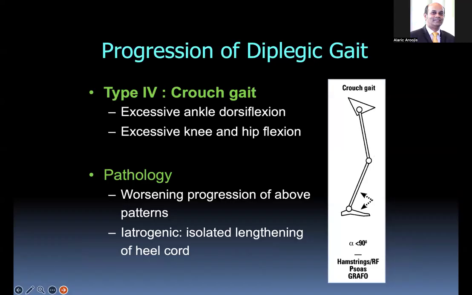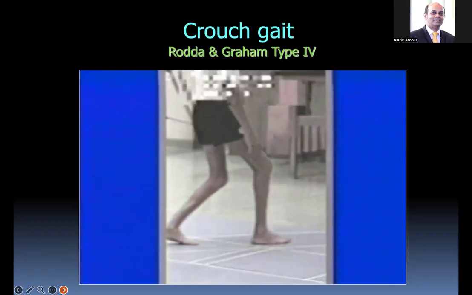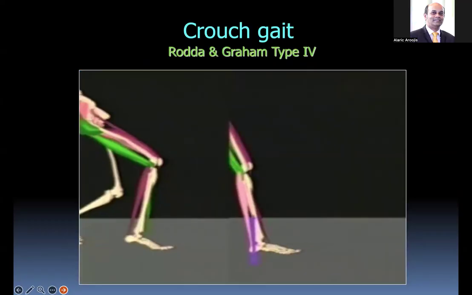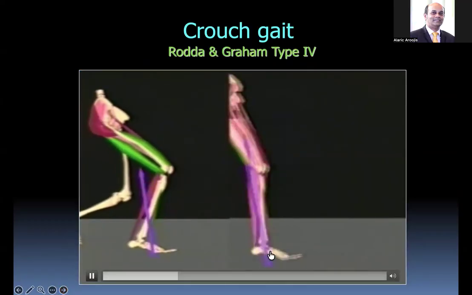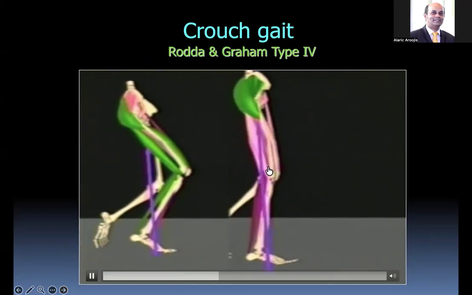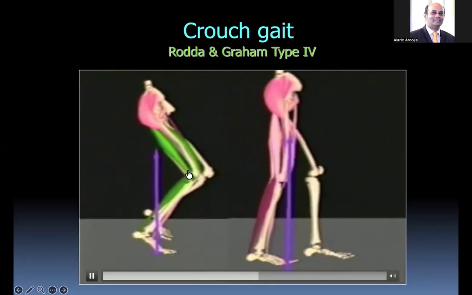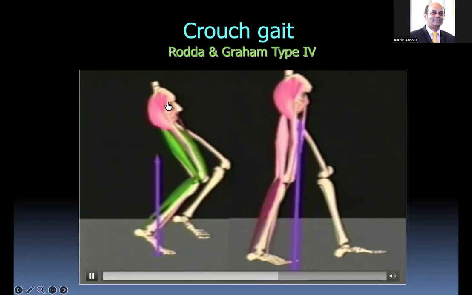And of course, we go to the most deleterious of all the gaits, which is the crouch gait, where you have ankle dorsiflexion, a worsening gait pattern, combined with excessive hip and knee flexion. The reason this is so pernicious is that you can see from the stick figure that unlike in the normal gait, where the center of gravity passes through the center of the hip and the knee, in a crouch gait it's going way behind the center of the knee and way in front of the hip.